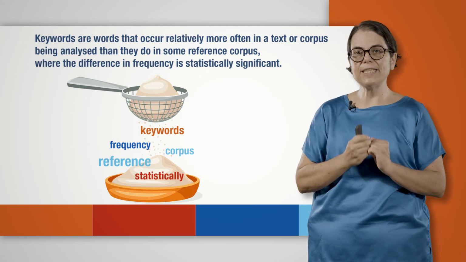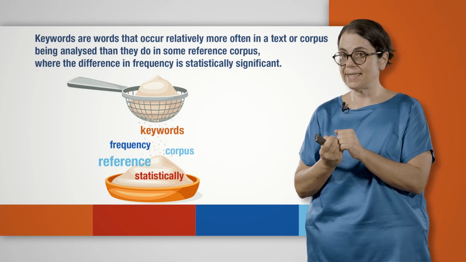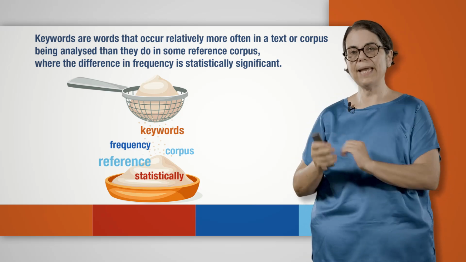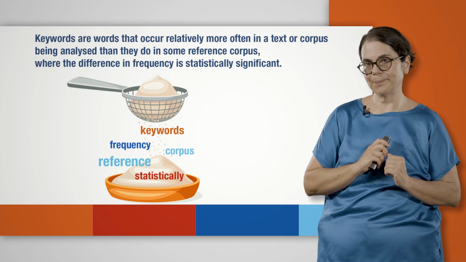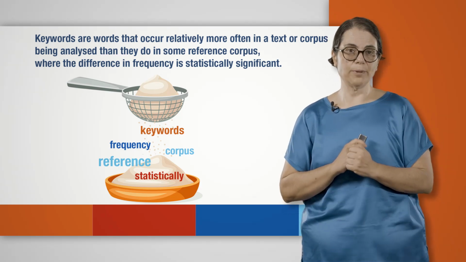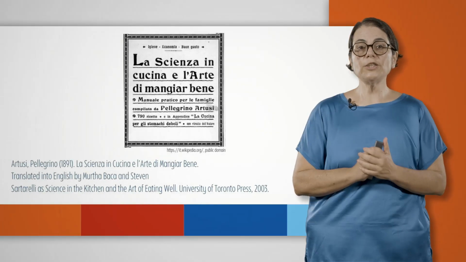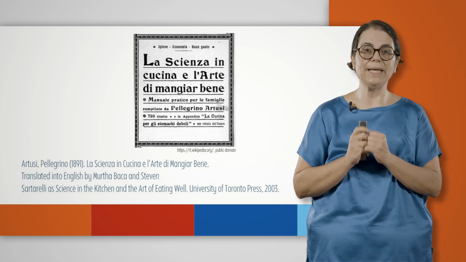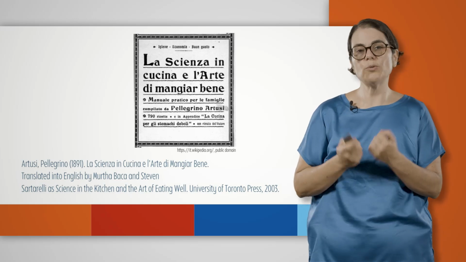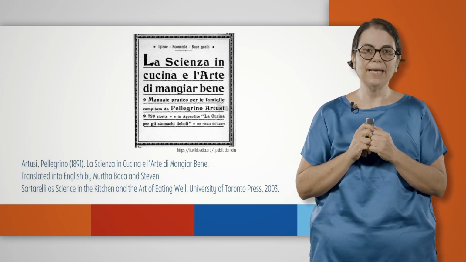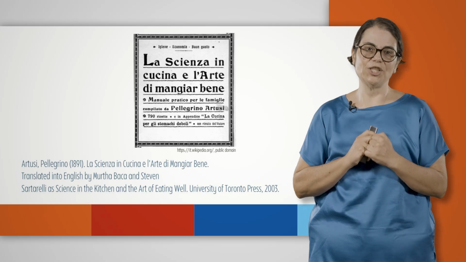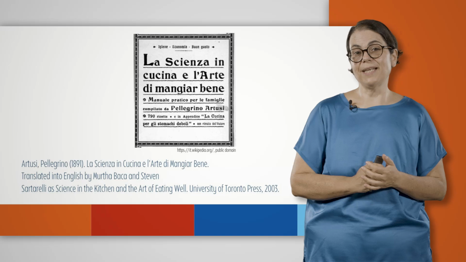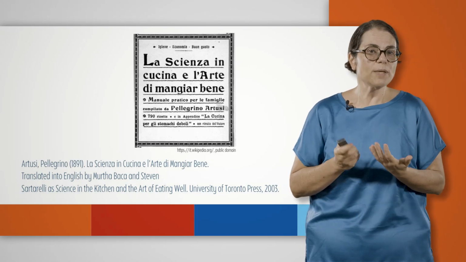The filtering is done through statistical tests, which evaluate the significance of the difference between the expected and the observed frequencies. Now let's take a practical example of how this works. We're going to use Lawrence Anthony's &conc to obtain keywords from the English edition of Pellegrino Artusi's La scienza in cucina e l'arte di mangiar bene, in English, Science in the Kitchen and the Art of Eating Well. This is probably the most famous Italian cookbook, though it is in fact much more than this.